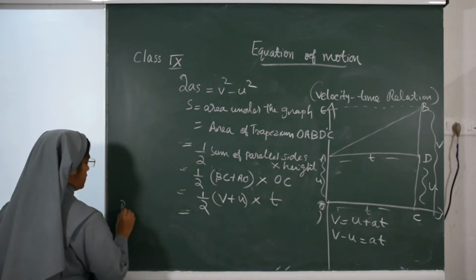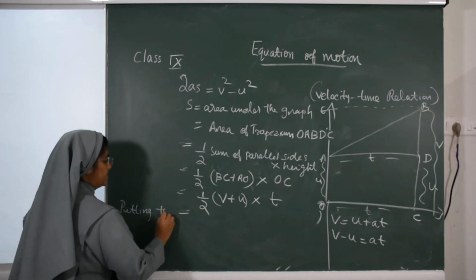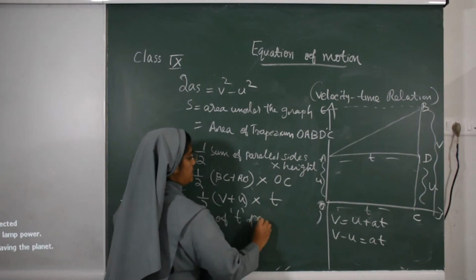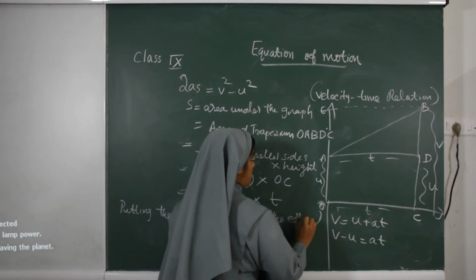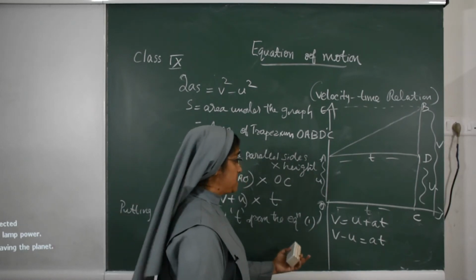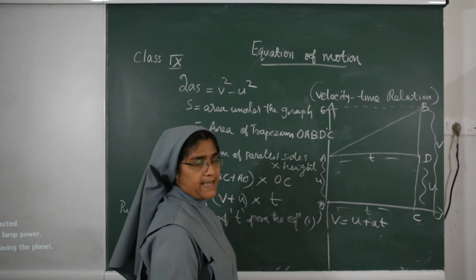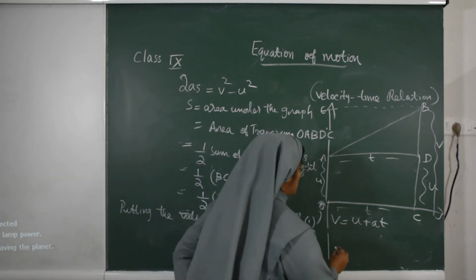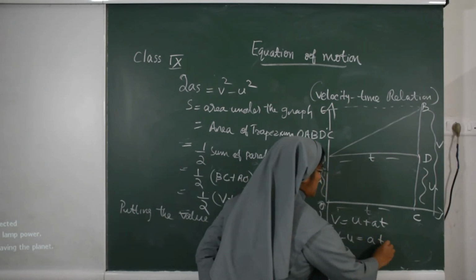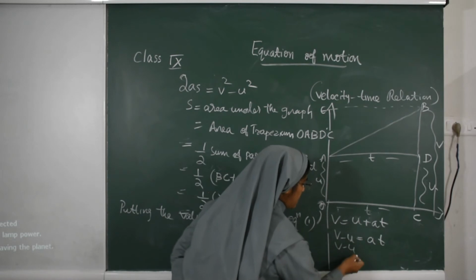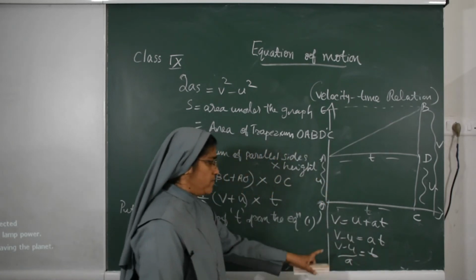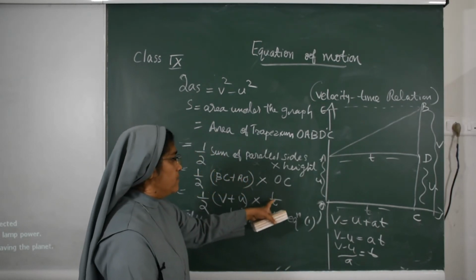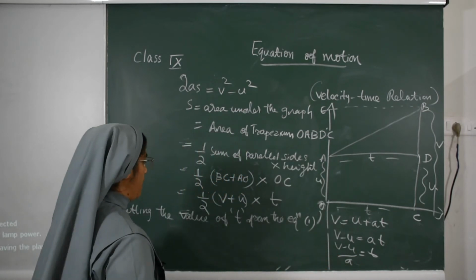Now put the value of T from equation 1. Equation 1 means the first equation, V is equal to U plus AT. We want to find the value of T. From here, V minus U is equal to AT. Bring A to this side, and we get T equal to V minus U upon A.